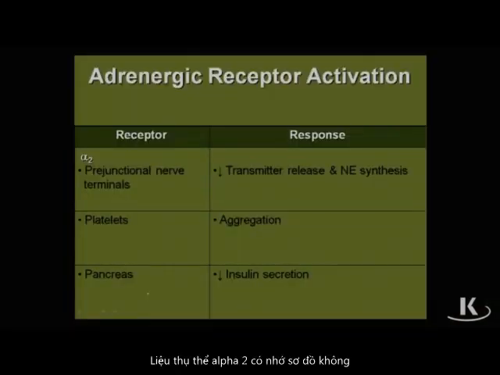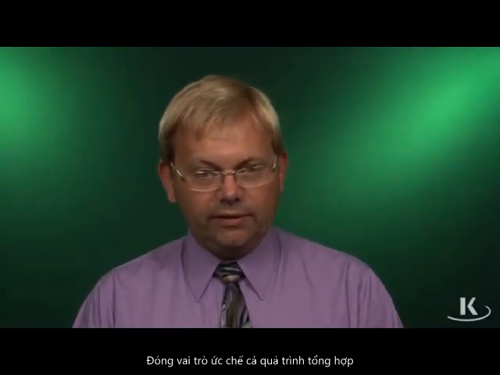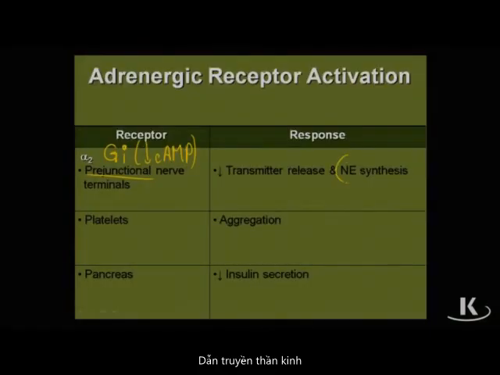How about an alpha-2 receptor? Well, an alpha-2 receptor, remember the diagram. It's a receptor that is primarily presynaptic, pre-junctional if you want. And alpha-2 receptors cause negative feedback. If you recall, alpha-2 receptors are Gi coupled. They lower cyclic AMP. And if they're Gi coupled, lowering cyclic AMP, they play an inhibitory role on both synthesis and release of the neurotransmitter norepi.